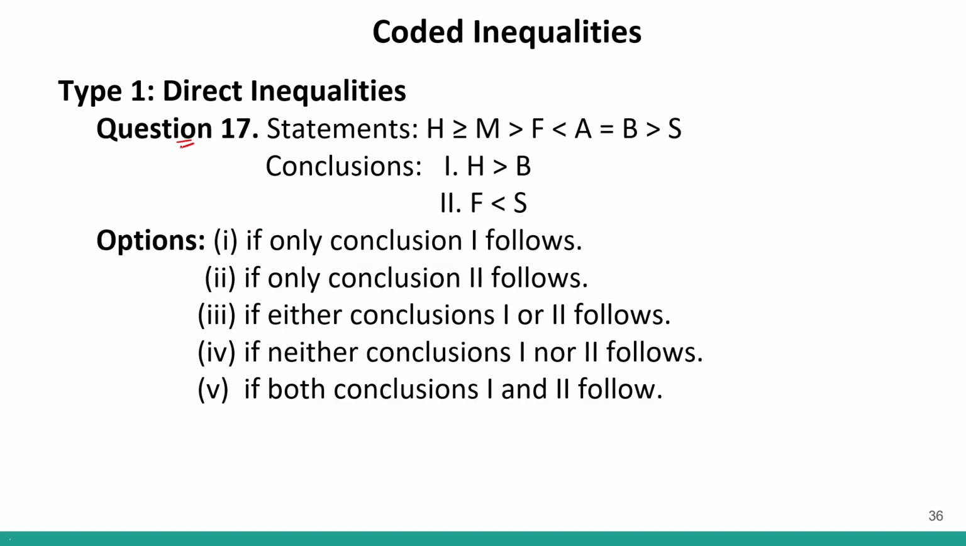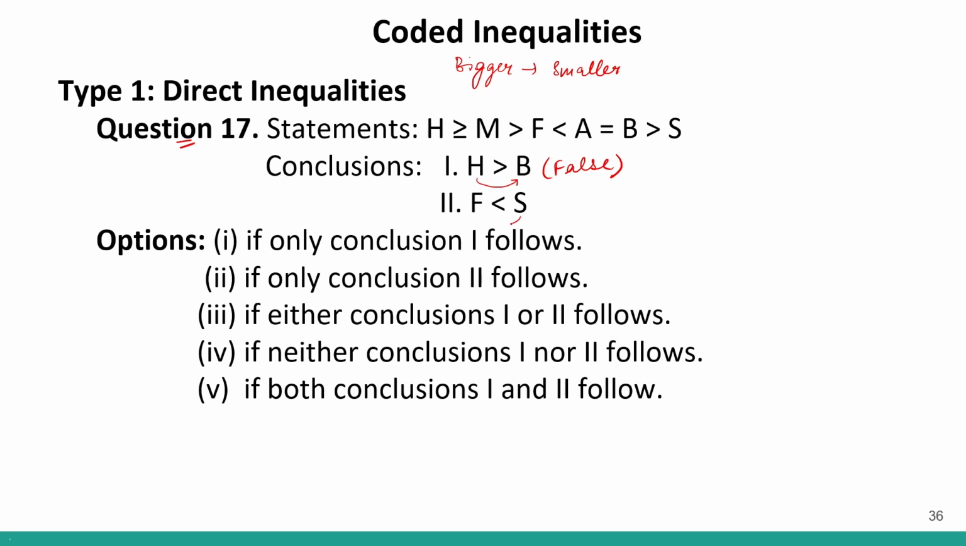Coming to question number 17. Statements, conclusion. First is H is greater than B. So we will move from H to B. Now I can see this relationship between H to B. Okay. I can move from H to M, M to F. But now I cannot move further because we have a small door. And we move from a bigger door to a smaller door. Correct? So I cannot move further, therefore this will be false. We cannot determine the relationship between H and B.